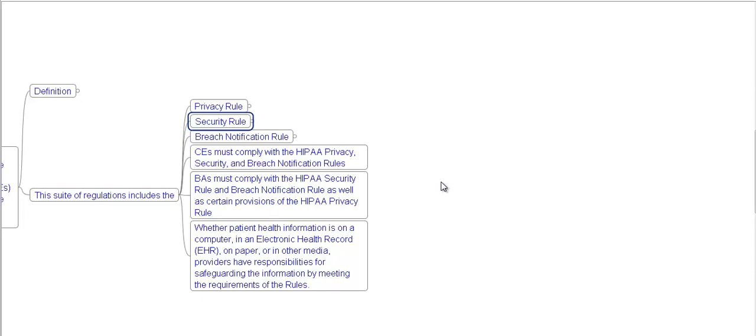A covered entity must comply with the HIPAA privacy, security, and breach notification rules. Business associates must comply with the HIPAA security rule and breach notification rule, as well as certain provisions of the privacy rule. Whether patient health information is on a computer, in an electronic health record, on paper, or in other media, providers have responsibilities for safeguarding the health information by meeting the requirements of the rules.